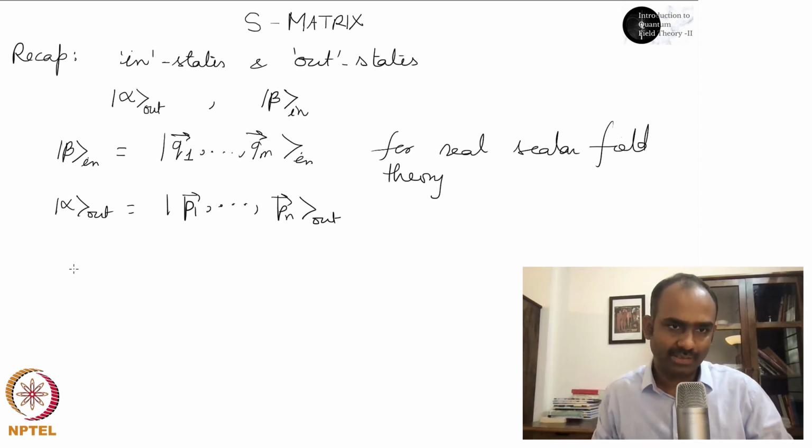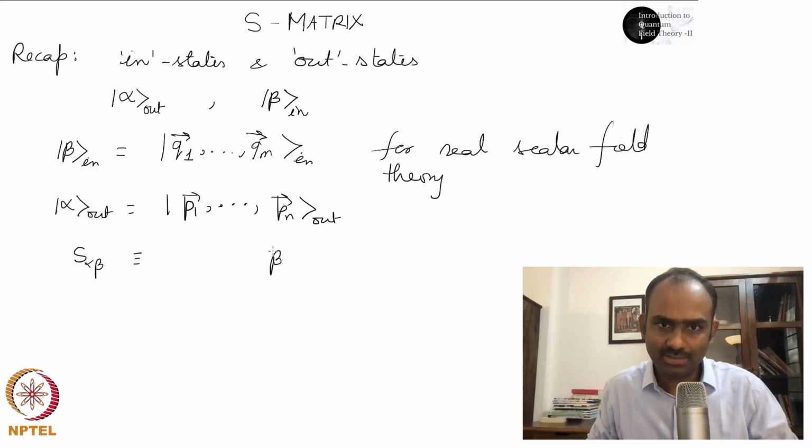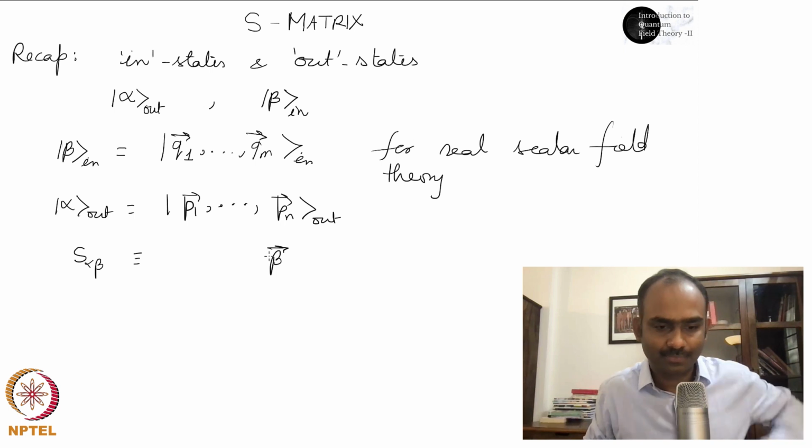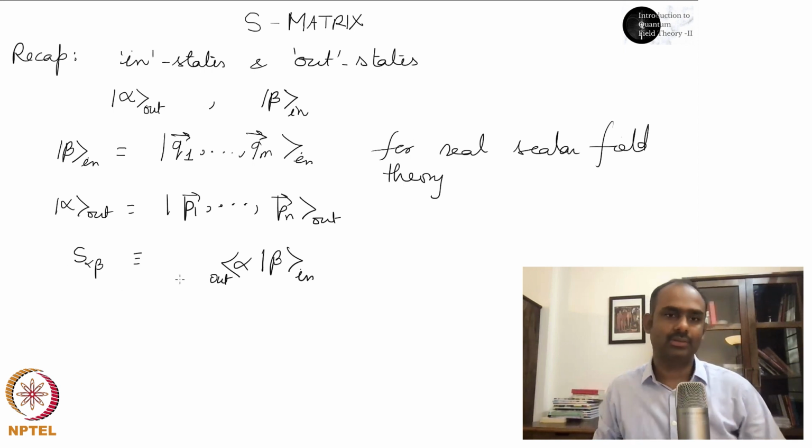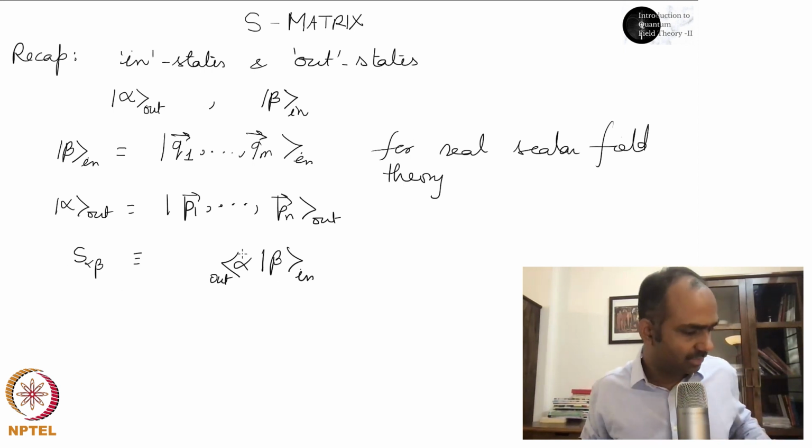We also define the S matrix element to be the following. S alpha beta was defined to be an inner product of these two states, so the amplitude of state beta in to be found in alpha out. That is the definition of the S matrix.